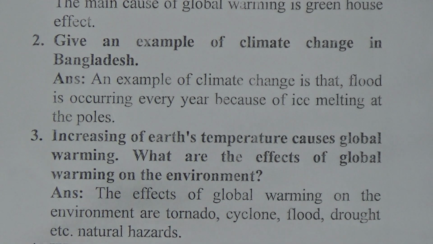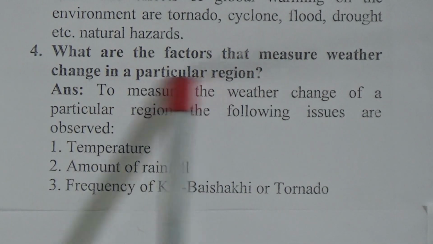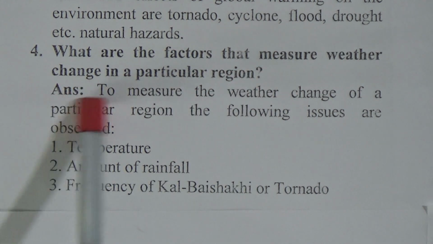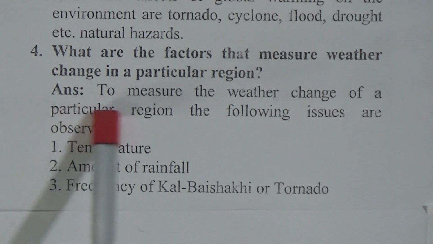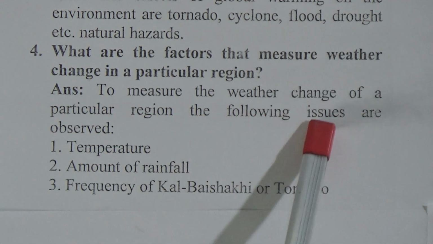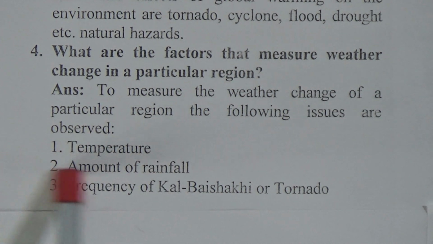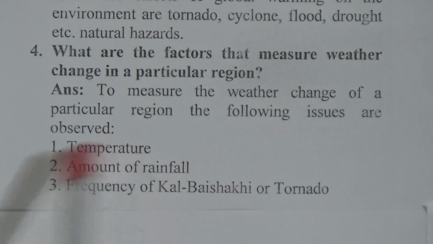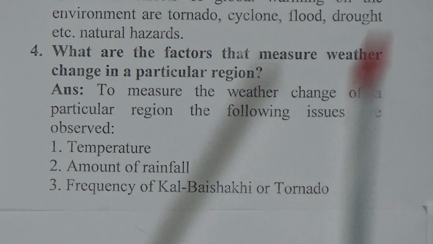Natural hazards. Question number 4 is, what are the factors that measure weather change in a particular region? The answer is, to measure the weather change of a particular region, the following issues are observed. First one is temperature, second one is amount of rainfall, and third one is frequency of kalboishakhi or tornado.